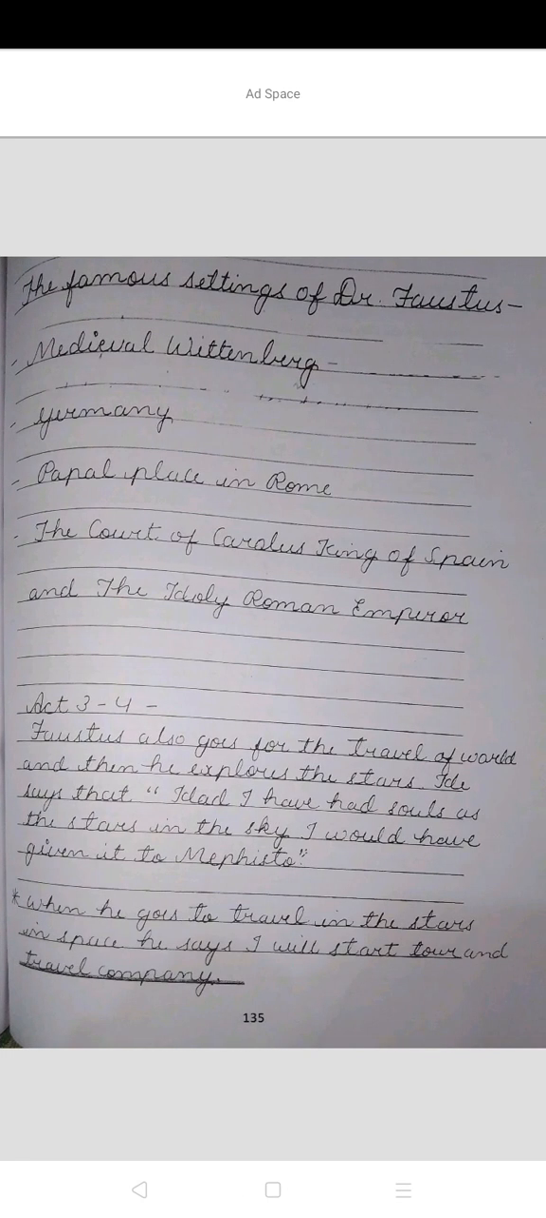The famous setting of Dr. Faustus is in medieval Wittenberg, Germany, the papal place in Rome, the court of Carlos, King of Spain, and the Holy Roman Emperor. In Acts 3 and 4, Faustus also travels the world, and then he explores the stars. He says, "Had I had souls as many as the stars in the sky, I would have given them to Mephisto." When he travels among the stars, he says, "I will start a tour and travel company."